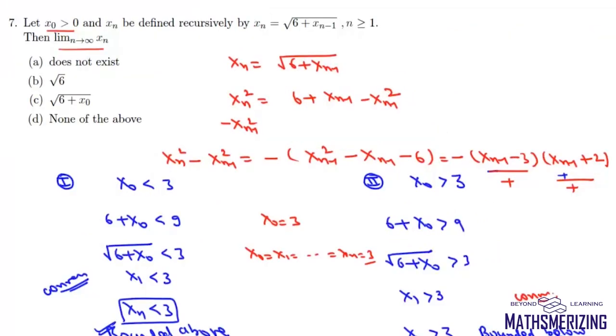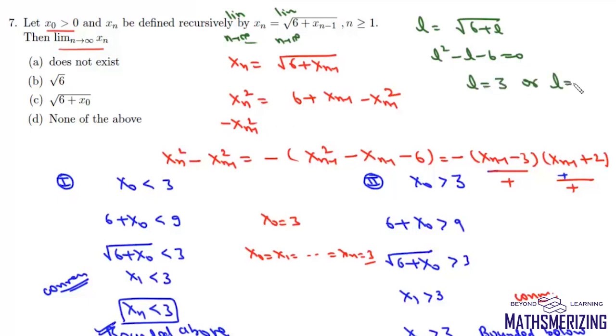For that, we'll take this limit n tends to infinity on both sides. Now suppose this limit is L, so we can write L equals under root of 6 plus L, that is L square minus L minus 6 equals 0, that is the value of L is either 3 or the value of L is minus 2. Now since this sequence contains positive terms, its limit cannot be negative. So for this sequence, the value of this limit is simply 3. So this limit n tends to infinity xn will be 3, and which is none of the above, option D.